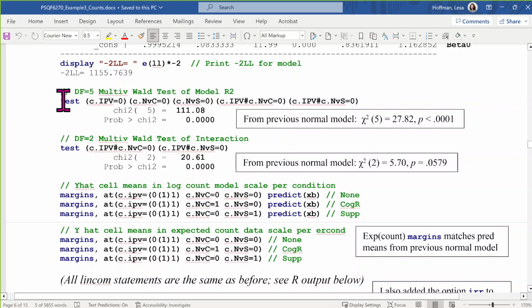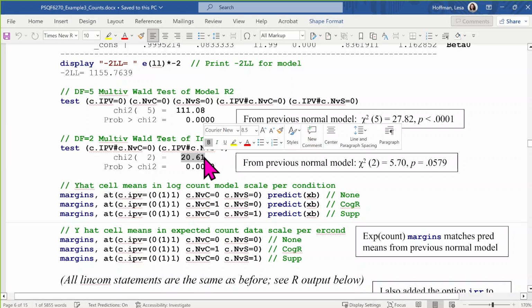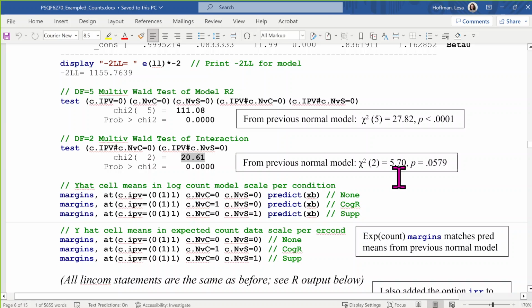So, continuing an informal comparison, the multivariate Wald test, just for the overall model and the extent to which it predicts this outcome: the chi-square is 111 from the Poisson model. It was only 28 from the normal model. Likewise, the chi-square for the 2 degree of freedom interaction term is 20 in the Poisson model, and it was 5 before. So very different test statistics with respect to whether or not there are differences in slopes across these groups.